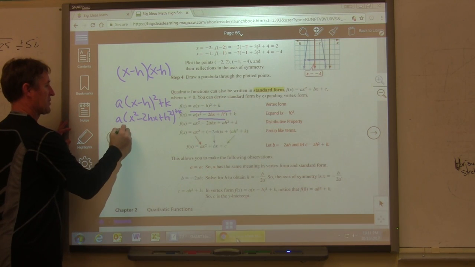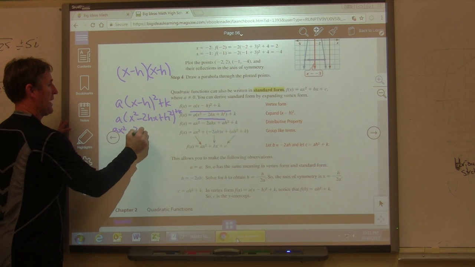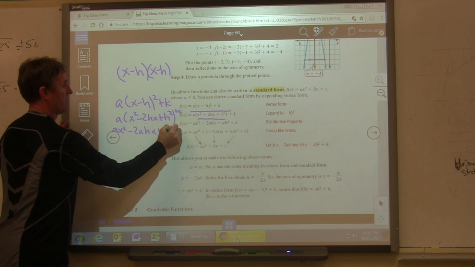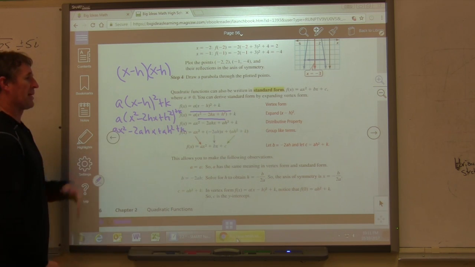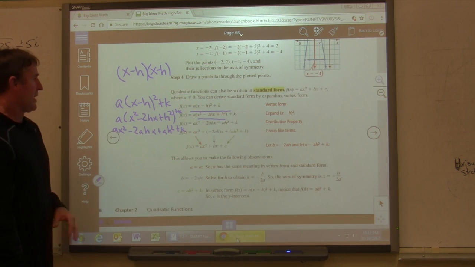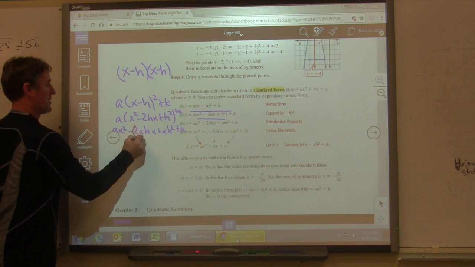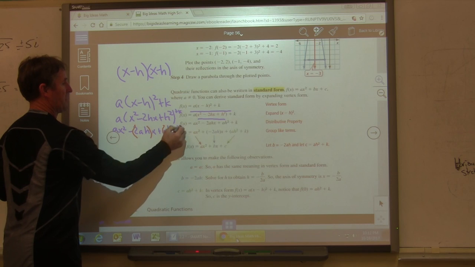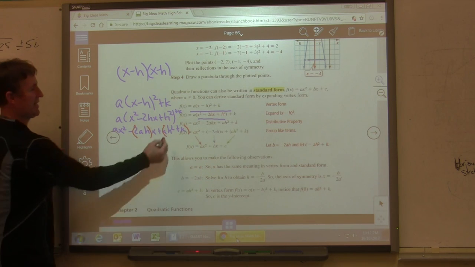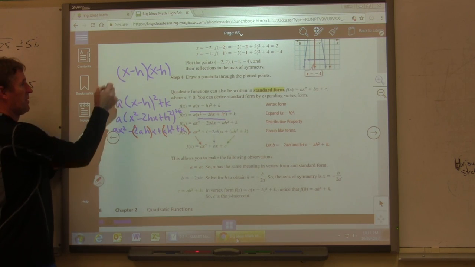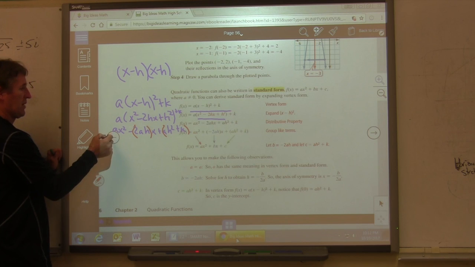So we get ax squared minus 2ahx plus ah squared plus k if they multiply that all the way out. Then what they do is they just group this. So they group this 2ah and they group this ah squared plus k, that's something that doesn't have an x. So they have the a, so you can see the a didn't change from our vertex form to our standard form.